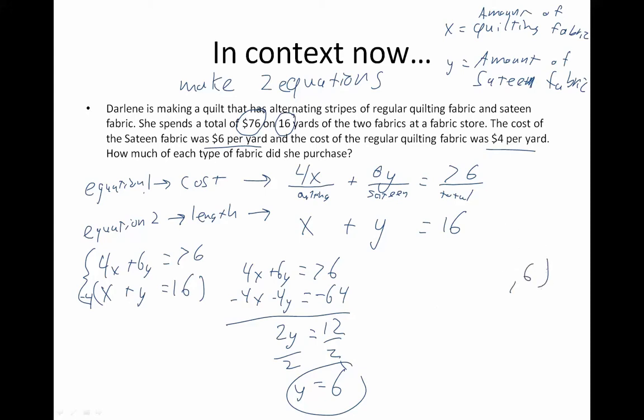So that means that the amount of sateen fabric purchased was 6. And kind of appropriately, if it was satin fabric, it would be 666 yards. Oops, should not write Satan's number here on the thing. Never a good thing. Okay, let's try that again.